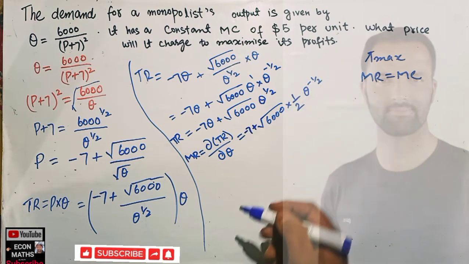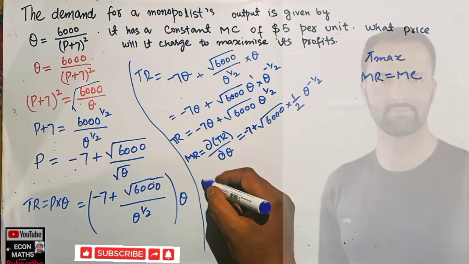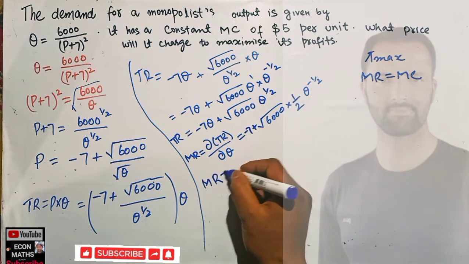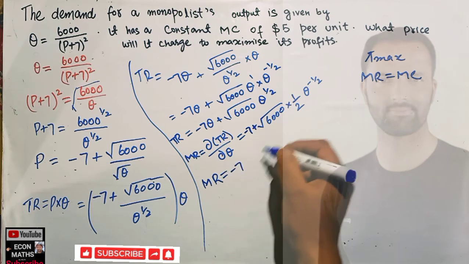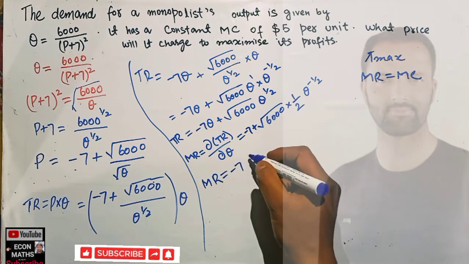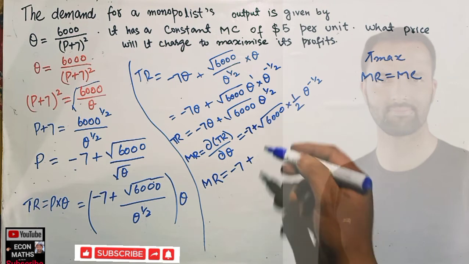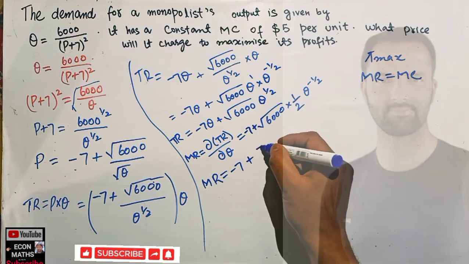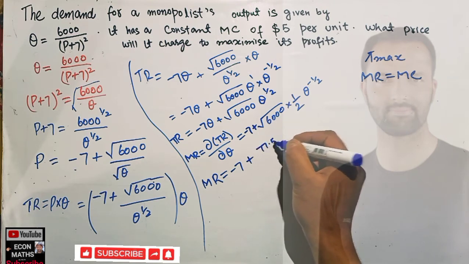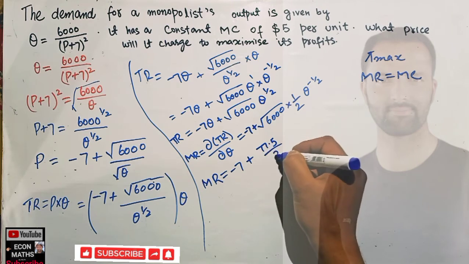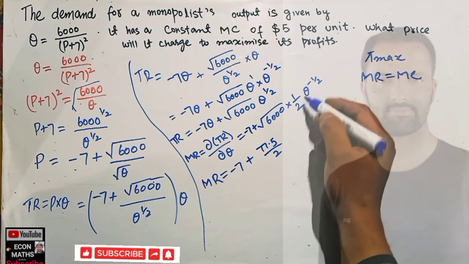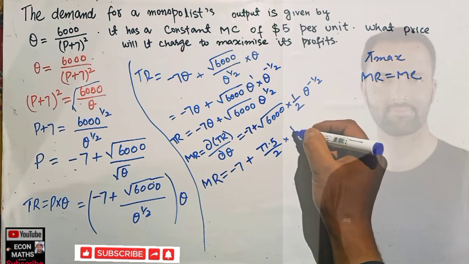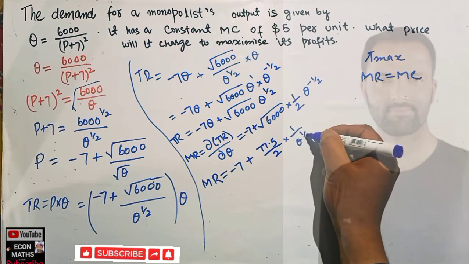So this is our marginal revenue, and we can just rearrange this. So we have minus 7 plus the square root of 6000, which I have calculated, comes out to be 77.5 upon 2. We have q to the power 1 upon 2. I can again write it like this, 1 upon q to the power 1 upon 2.